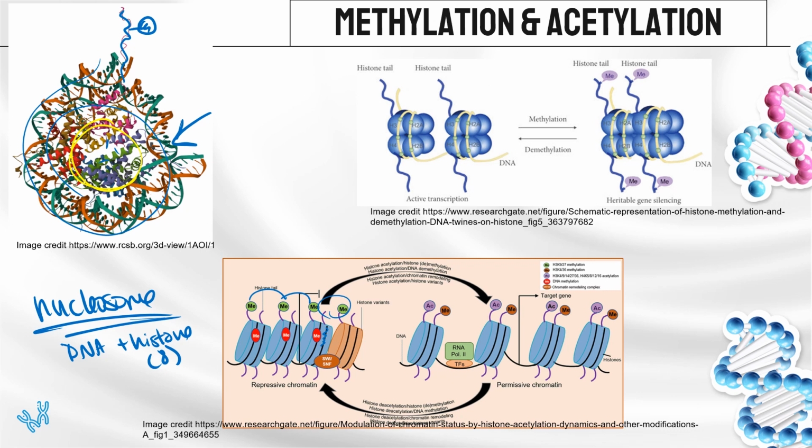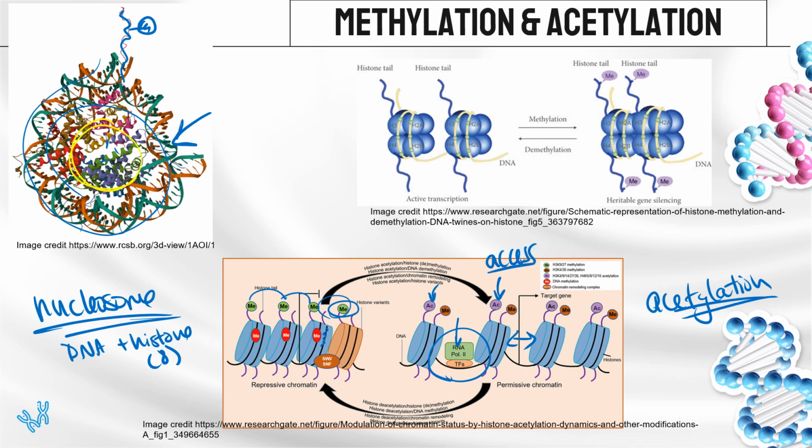What we can do is add, instead of a methyl group, an acetyl group. So acetylation, the addition of acetyl groups, actually opens up the DNA, causes those nucleosomes to spread apart, and it's way easier for RNA polymerase and the transcription factors to get to the gene. So we can open up or add access to the genes by adding acetyl groups.